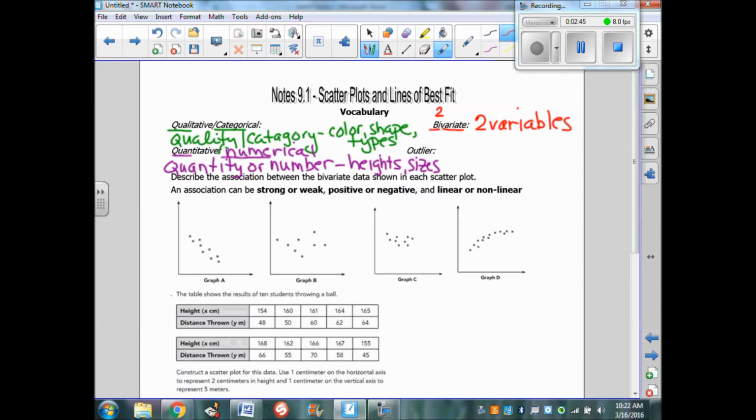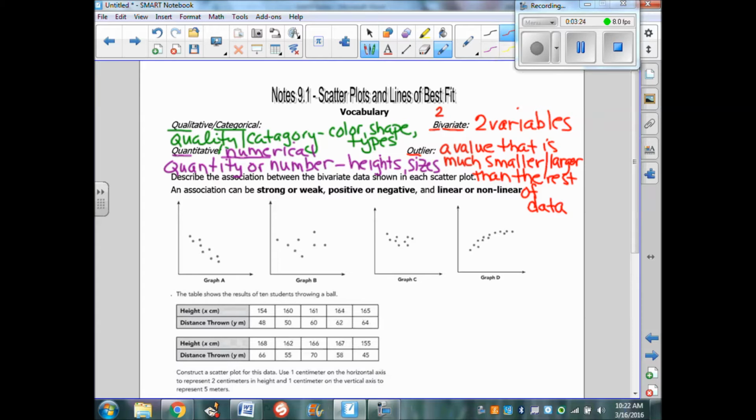Outlier. An outlier, that O-U-T, out or outside, it's a value that is much smaller or larger than the rest of the data. An outlier, something that's outside. It's not close to the other numbers.